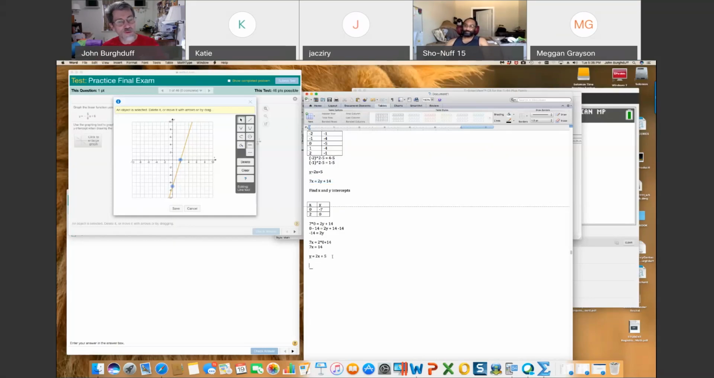I can see graphs are what everyone's interested in. When I teach college algebra, that's the thing that students struggle with the most, the graphs. It's hard to say, how does an equation become a picture?